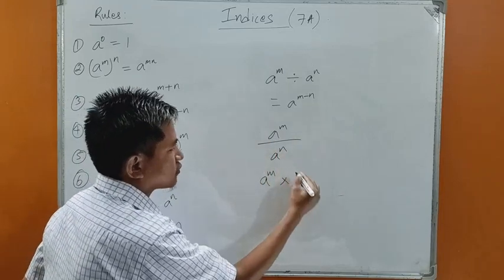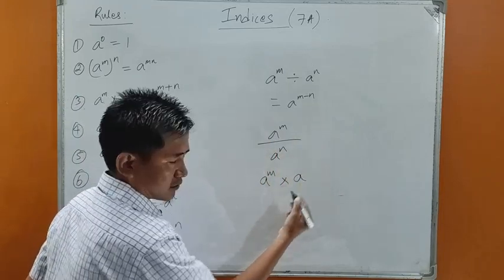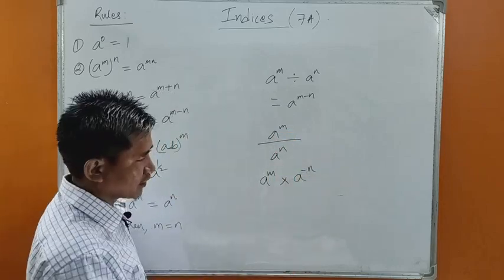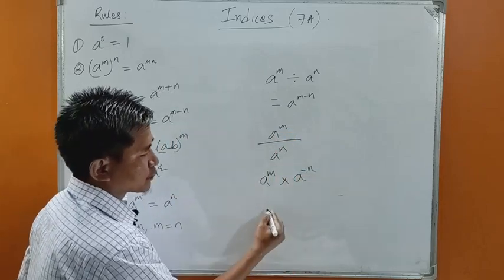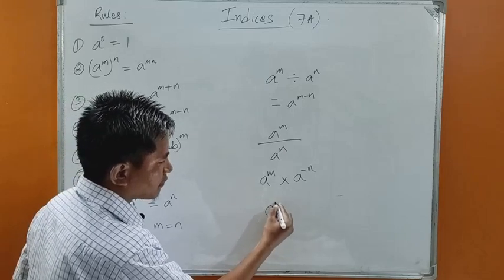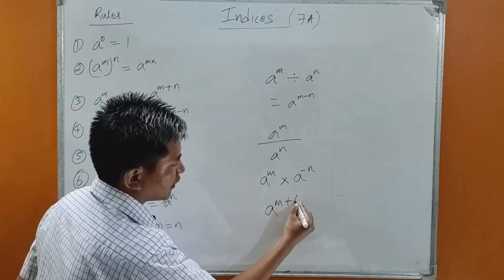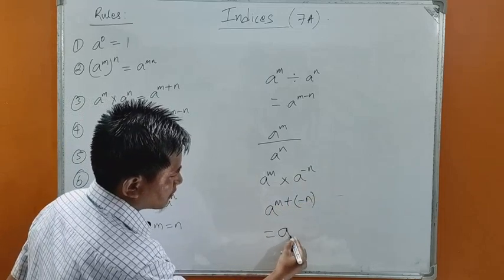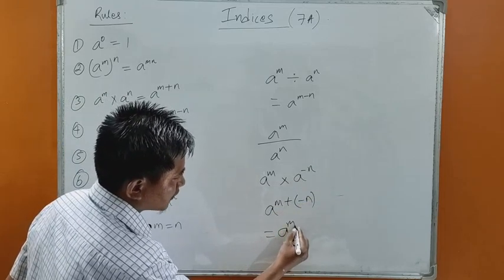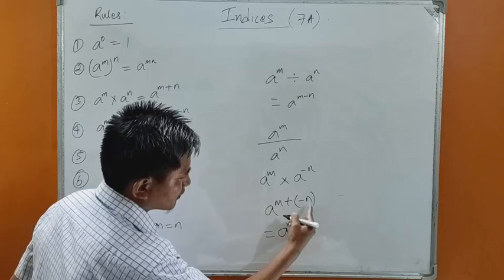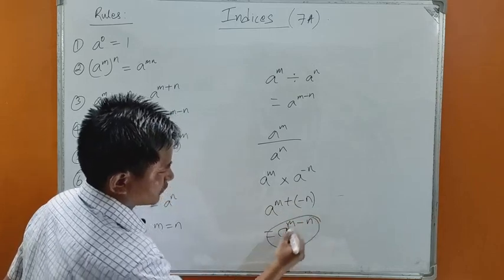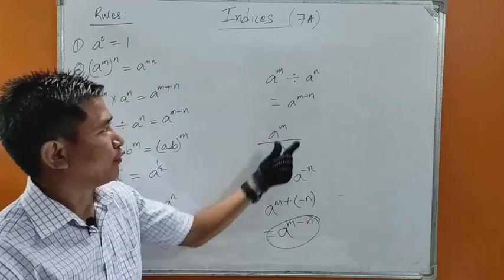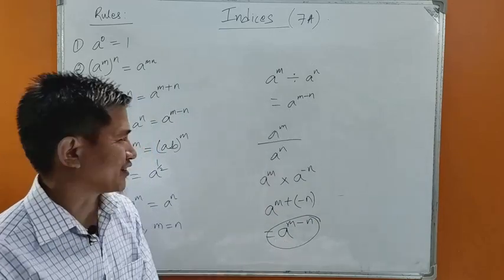When you take this to the numerator, the sign of the power changes to minus n, isn't it? So the bases are the same, that means the powers can be added: a to the power m plus, and this is minus n, isn't it? So this gives us a to the power m, plus into minus is minus, and this is n. This is how a to the power m minus n comes. Okay, I hope you got this.